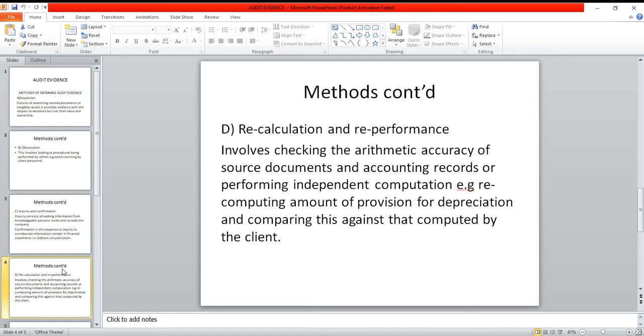Maybe if there are provisions which the company has used as per the policies of that company, maybe the provisions for debtors or other provisions which the management have put in place, they want to ensure that those provisions are calculated according to the policies of the organization.